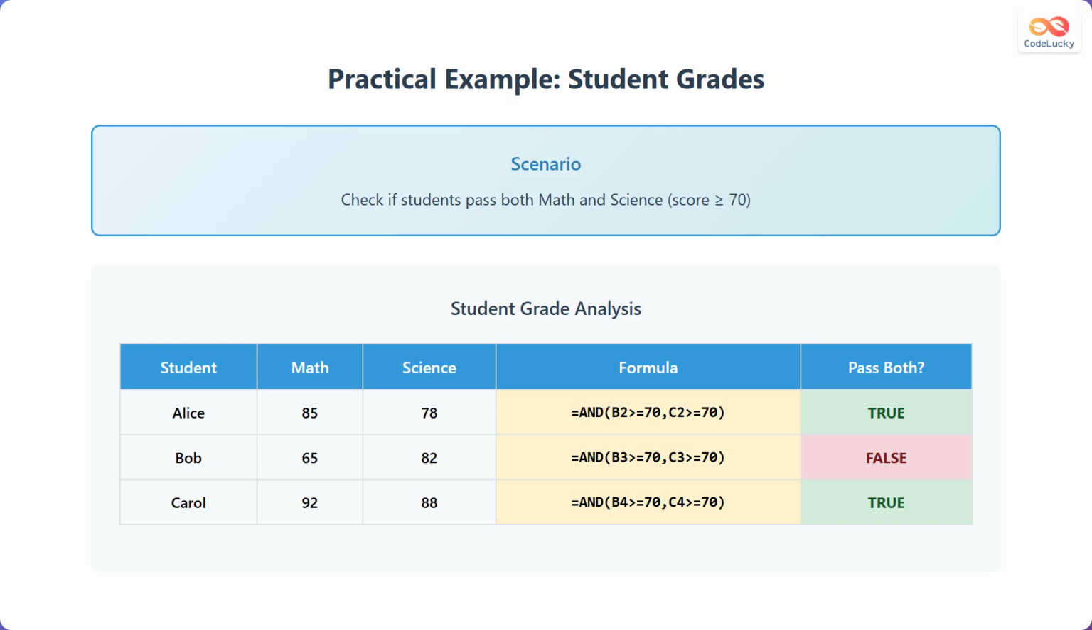Bob scored 65 in math and 82 in science. The formula equals AND(B3>=70, C3>=70) returns false, as Bob did not pass math. Carol scored 92 in math and 88 in science. The formula equals AND(B4>=70, C4>=70) returns true, showing Carol passed both subjects.